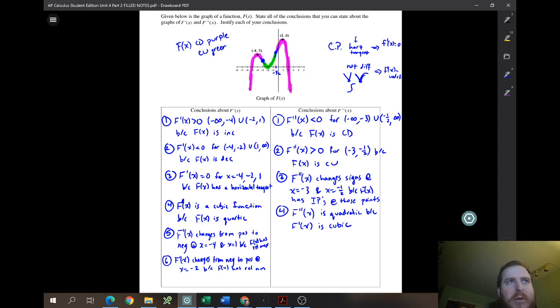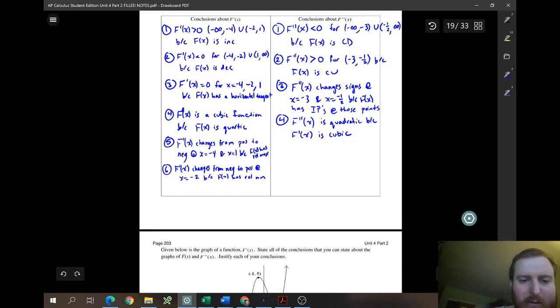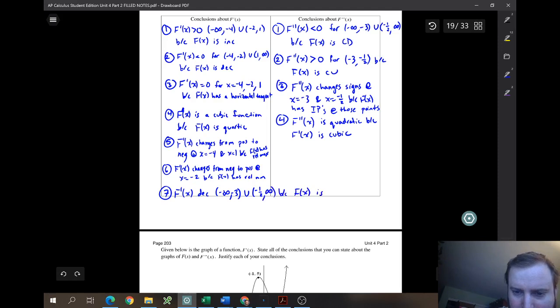Now, what do those items tell us about f prime? Well, we can make more conclusions about f prime. So we'll say you have the concave down part. We said that meant that f prime of x is decreasing. So f prime of x decreases from negative infinity to negative 3, union negative 1/2 to infinity, because f of x is concave down.